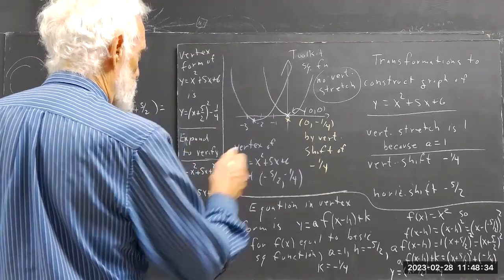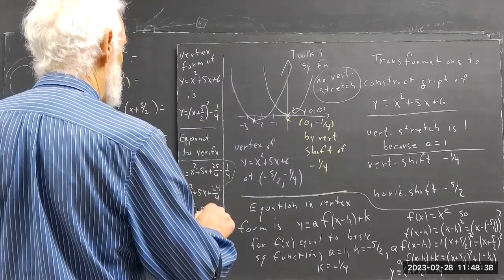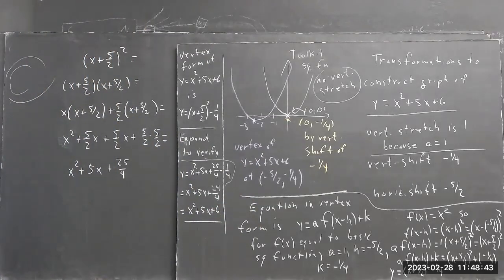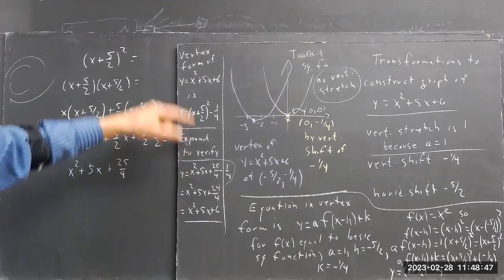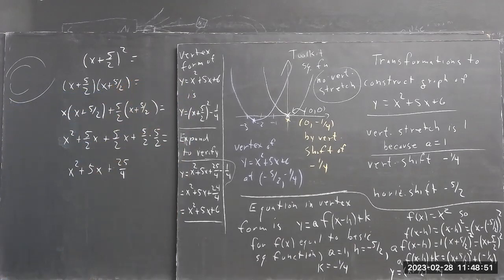Well, 25/4 minus 1/4 is 24/4. That's x squared plus 5x plus 6. And that does match. Okay.